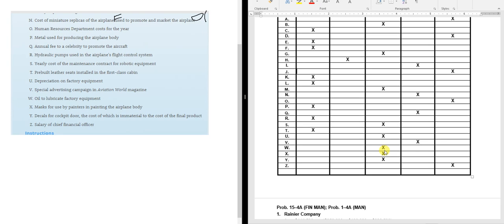Decals for the cockpit door, which is immaterial to the cost of the final product. This is kind of an important one, so notice some places would put this as direct materials, but a lot of times, since it's so small, they don't want to worry about adding a few cents to the direct material, so they just put it in factory overhead. So this is the key word there, immaterial. Salary of chief financial officers, administrative. So I'm going to pause this now, and we're going to go over to the next problem.